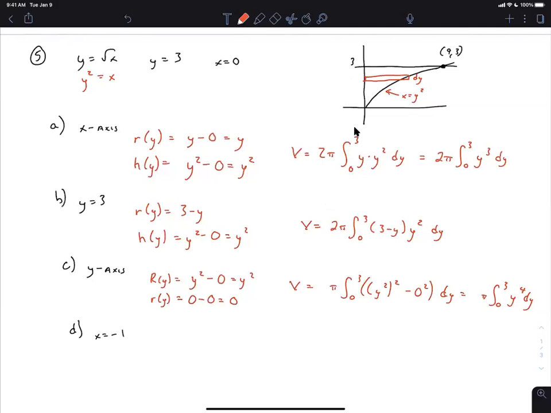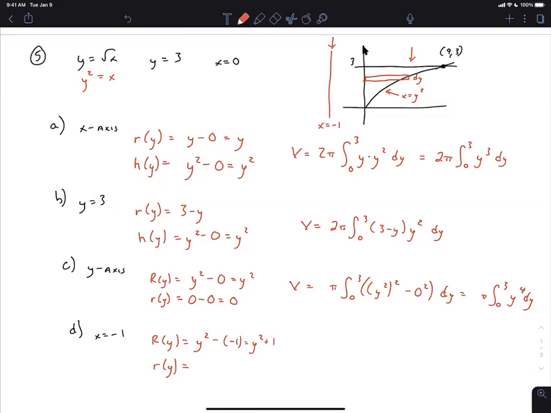So x equals -1 is over here. We'll exaggerate again. It's not quite this far probably given that scale, but all right. So again, it's dishwasher because it's perpendicular. So big R is the right X minus the left X, but now the right X is this. The left X is this. So we take the right X as y squared, and then the left X is -1. So we get y squared plus 1.